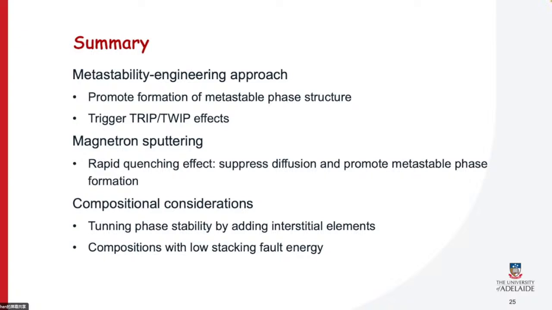With metastability engineering, we need to form the metastable phase first, right? Another important thing, if you want to make the phase metastable, the composition is very important. So in the first study, we tuned the phase stability by adding interstitial elements. In our study, it's a high content of nitrogen. And the magnetron sputtering allows us to dissolve a high content of nitrogen without the formation of nitride. That is the benefit of the magnetron sputtering.